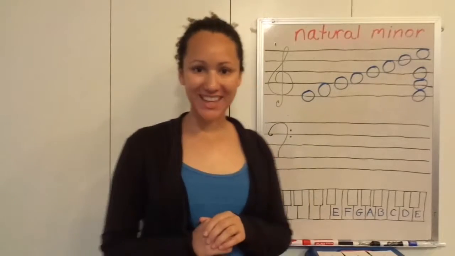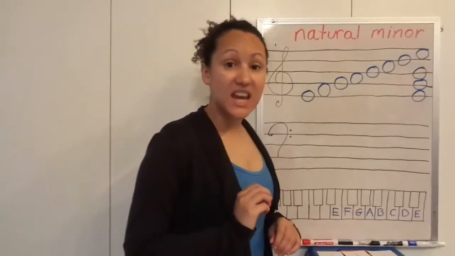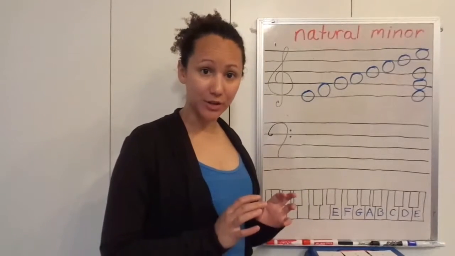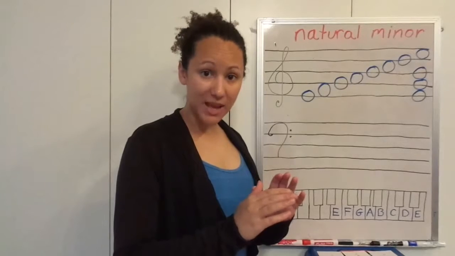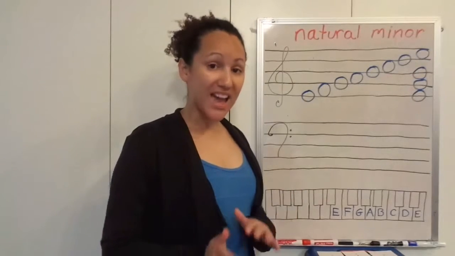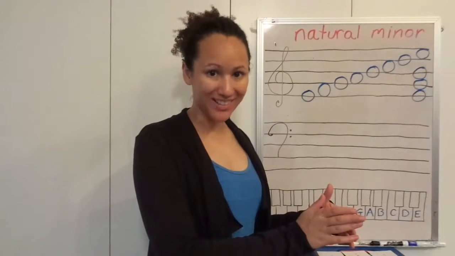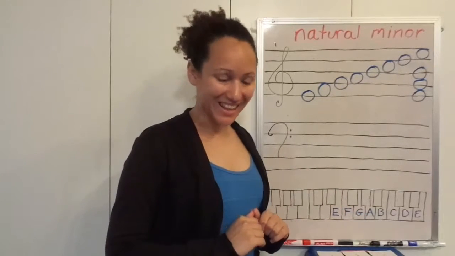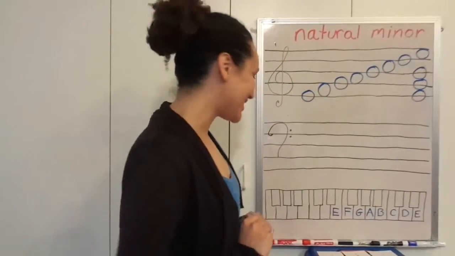A minor sounds like this. Now we're going to take that same pattern, whole step, half step, whole step, half step, whole step, and transpose, if you will, that onto E. Let's take a look at it.